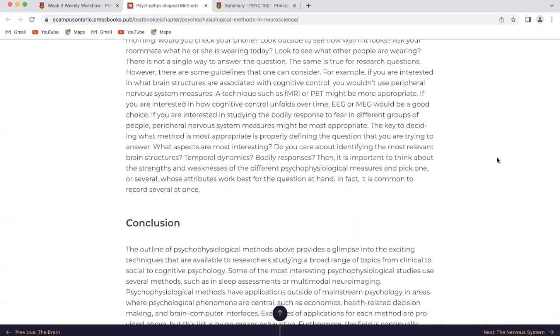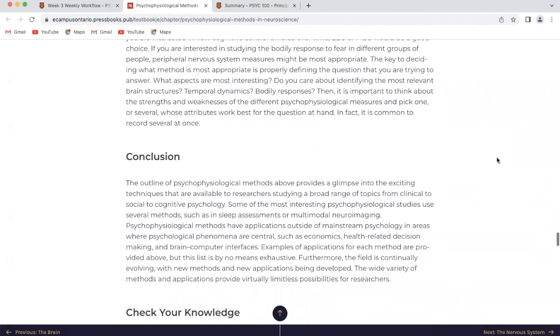be most appropriate. The key to deciding what method is most appropriate is probably defining the question that you are trying to answer. What aspects are most interesting? Do you care about identifying the most relevant brain structures, temporal dynamics, bodily responses? Then it is important to think about the strengths and weaknesses of the different psychophysiological measures and pick one, or several, whose attributes work best for the question at hand. In fact, it is common to record several at once.